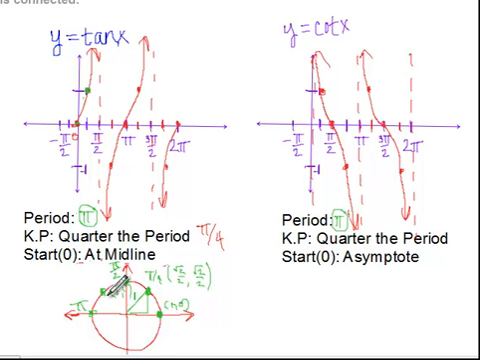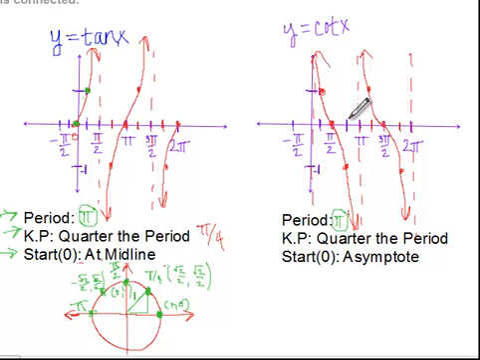Same thing over here. We have a negative square root of 2 over 2, comma, square root of 2 over 2. So when you take the tangent of that point, it's going to be negative 1. So that's why we're going to start down here, back to the center line, and everything starts to repeat. Okay, so there is the parent function there. Cotangent, key thing about this is your period is pi, key points are going by pi fourths because you quartered your period, and you start at your midline at 0.